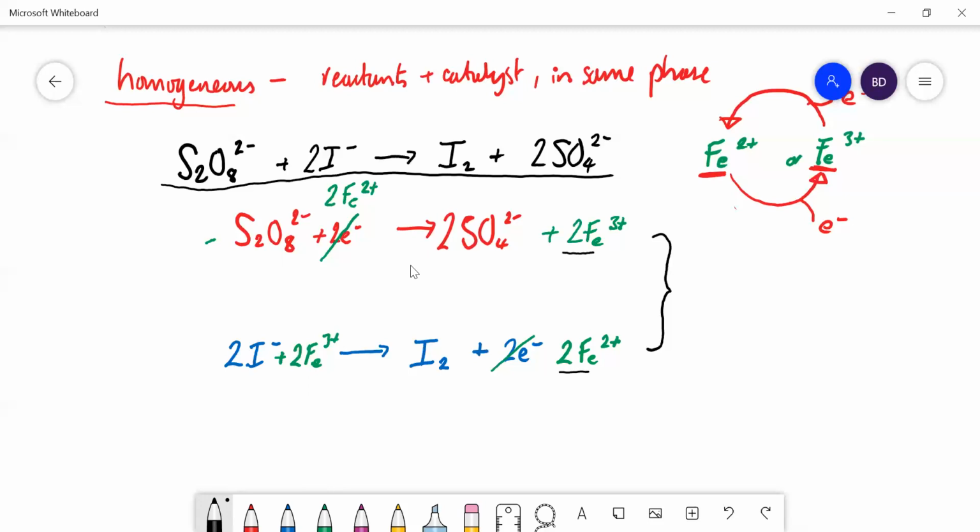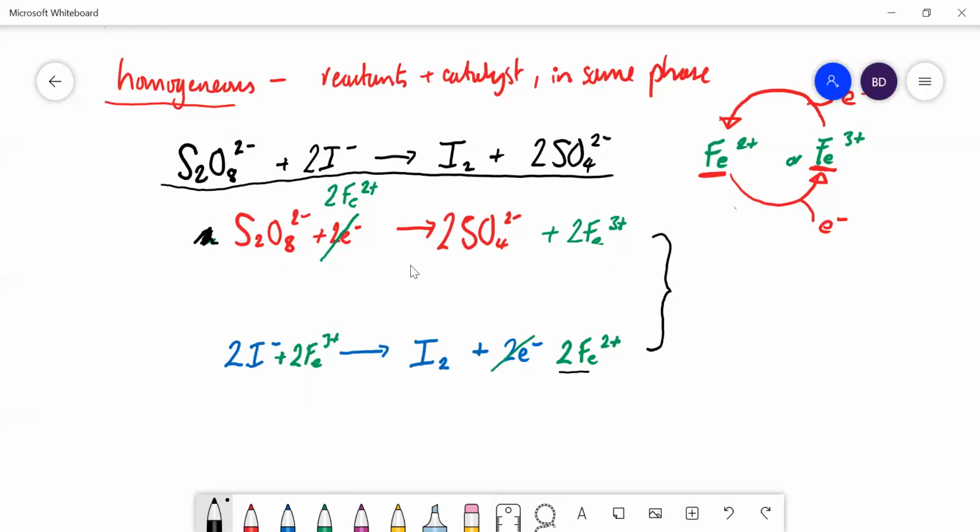Now when I do these, I always get a bit confused. Is it Fe2+ or Fe3+? There's a little way of checking you've done it the right way. You just, at the end, when you get the equation, so let's do this equation here, add up all the charges, and it should be the same on both sides if you've got the correct iron there.